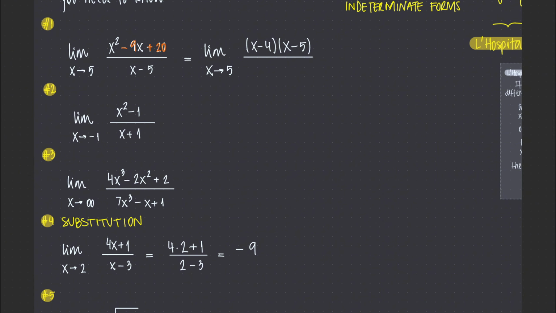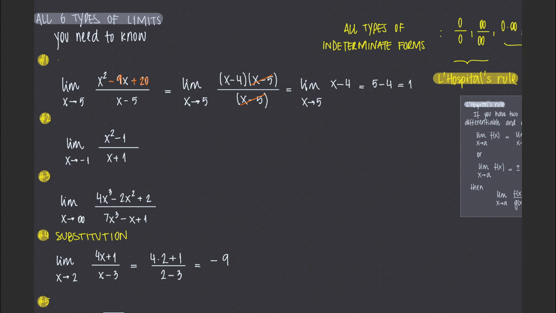So we have x minus 4 times x minus 5 over x minus 5. And we can cancel out these x minus 5. So we have the limit as x approaches 5 of x minus 4. And we can substitute x by 5, which of course gives us 1. And we can call this technique a sum and product, or more broadly, factoring a quadratic.